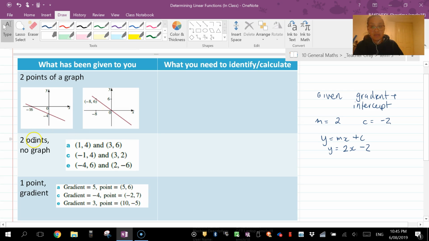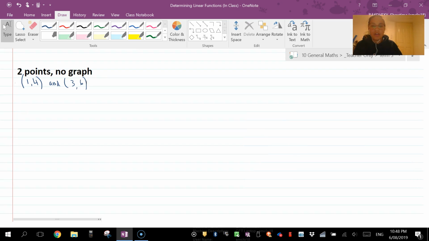Next, we're going to look at 2 points, but no graph, when you've been given this. So I've already written in what I need to do for 2 points, no graph. 1, 4, 3, 6 are those coordinates from the other pair. The first thing I'm going to do is find my gradient.